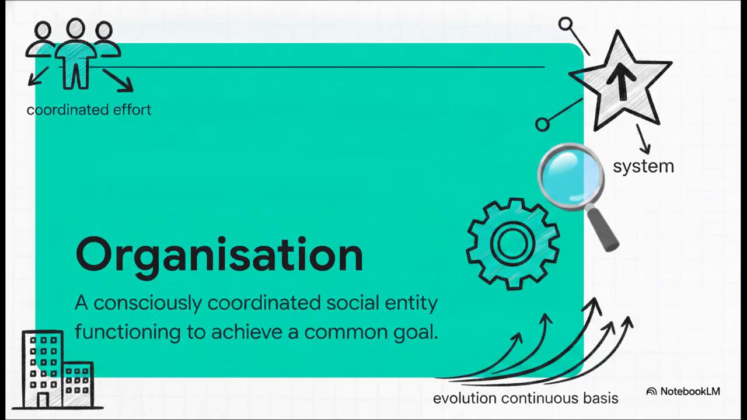Now, before we go back in time, we gotta ask, what actually makes an organization an organization? And why is its underlying structure so absolutely crucial to whether it succeeds or fails? Let's look at this widely accepted definition by Robbins. He defines it as a consciously coordinated social entity with a relatively identifiable boundary that functions on a relatively continuous basis to achieve a common goal.